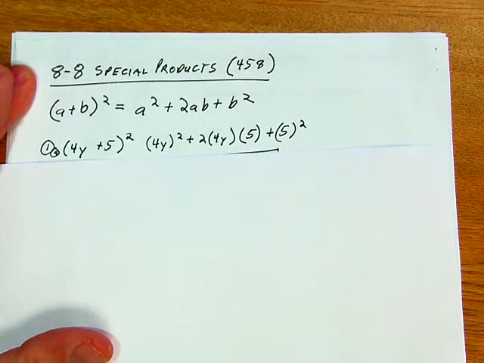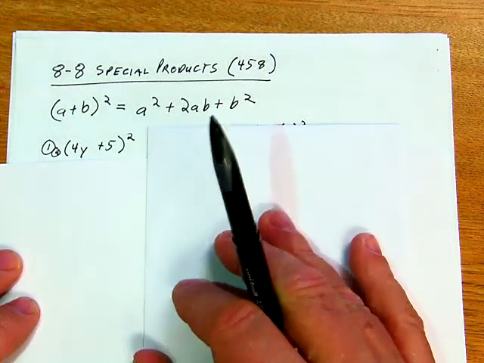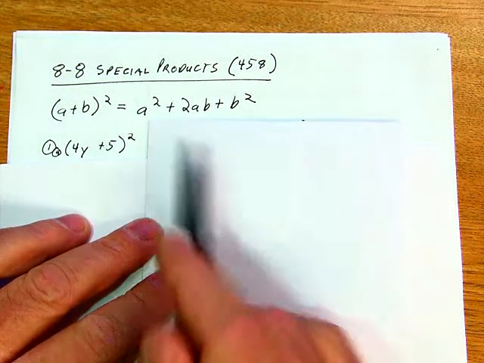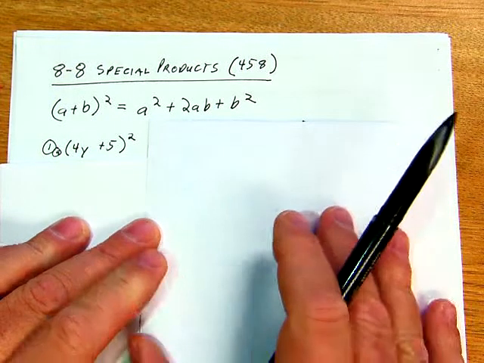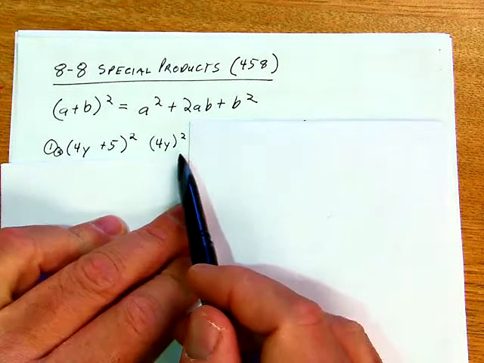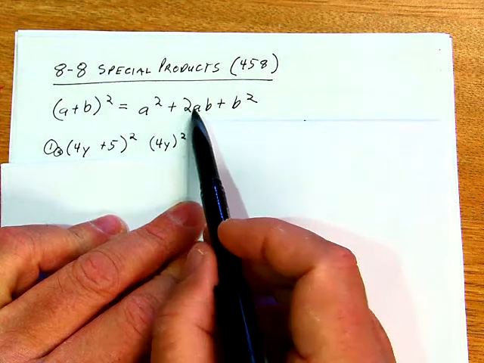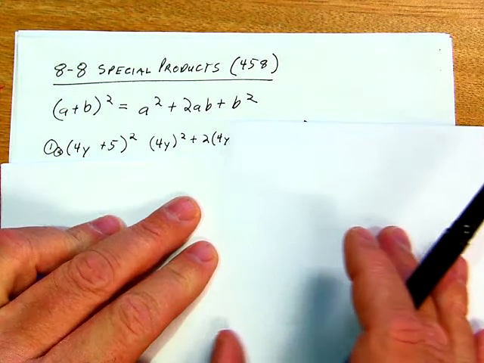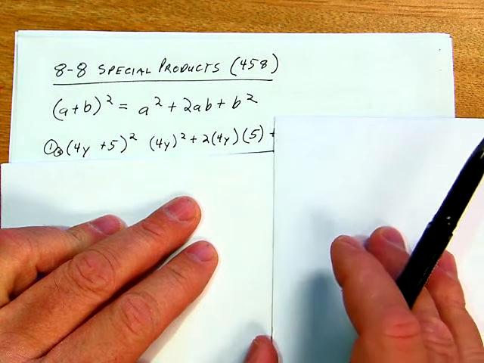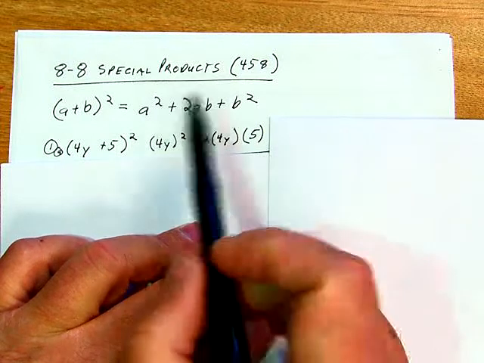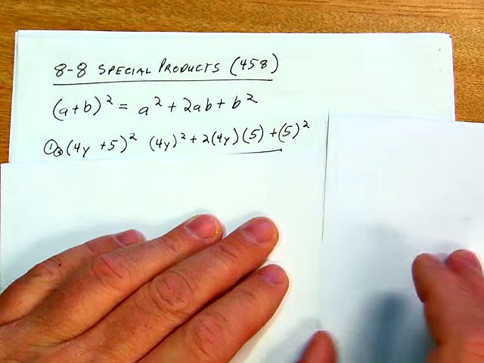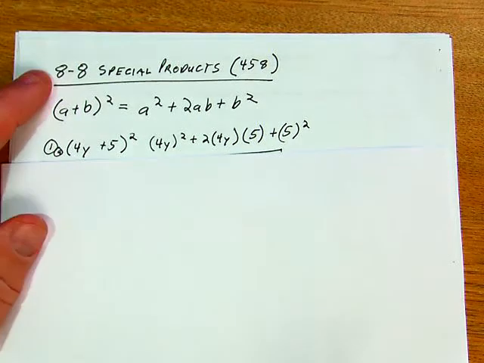If we have this example right here, and we are looking at 4y plus 5 squared. When we have 4y plus 5 squared, we know that our first term should be a squared. Well, 4y is a, so let's write that in, 4y squared. Okay? Then we know we're going to get 2ab in the middle, and so 2 times 4y times 5. And then finally at the end you get b squared, and b in our case here is 5, so 5 squared is the end.